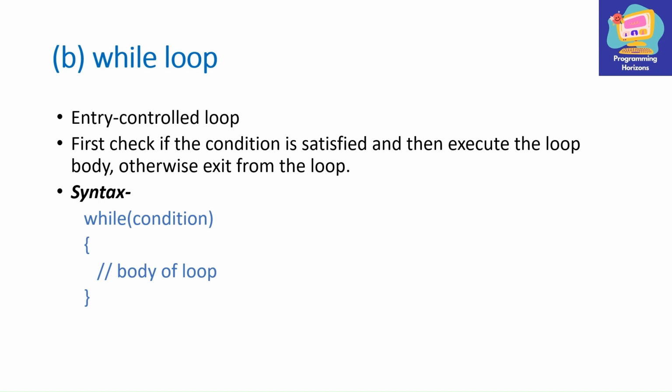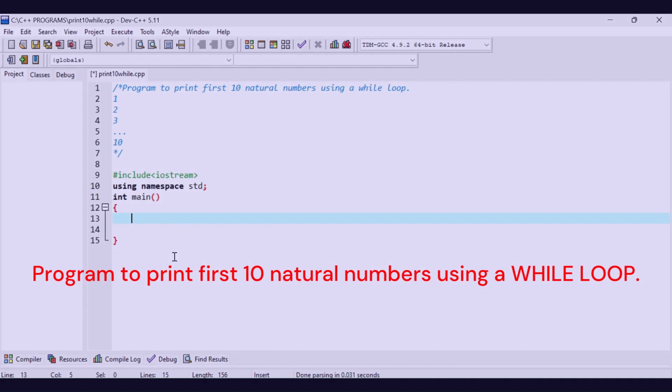The syntax is like this. We first mention the keyword while, followed by the condition in parentheses, and then in the curly brackets we mention the body of the loop, or the statements that we want to execute repetitively. In this program we will print the first 10 natural numbers using a while loop.